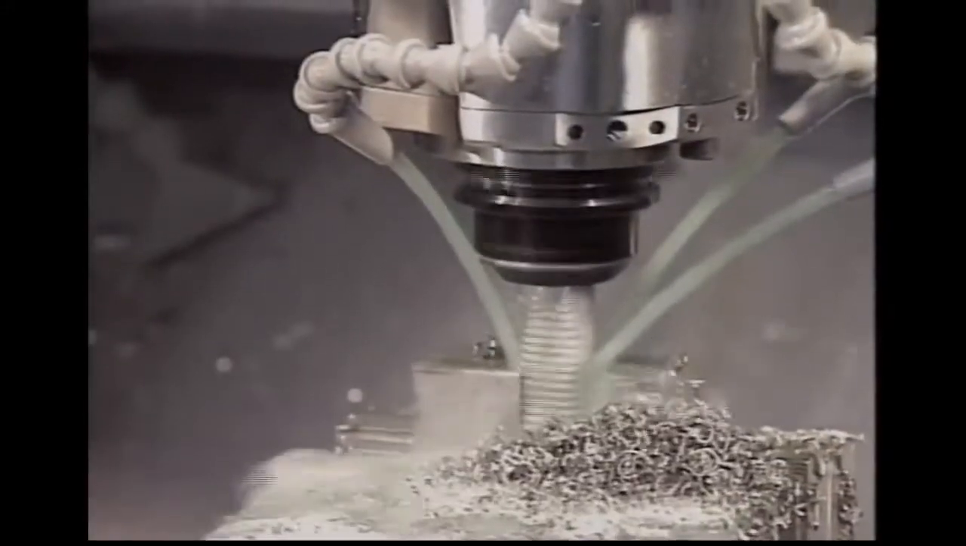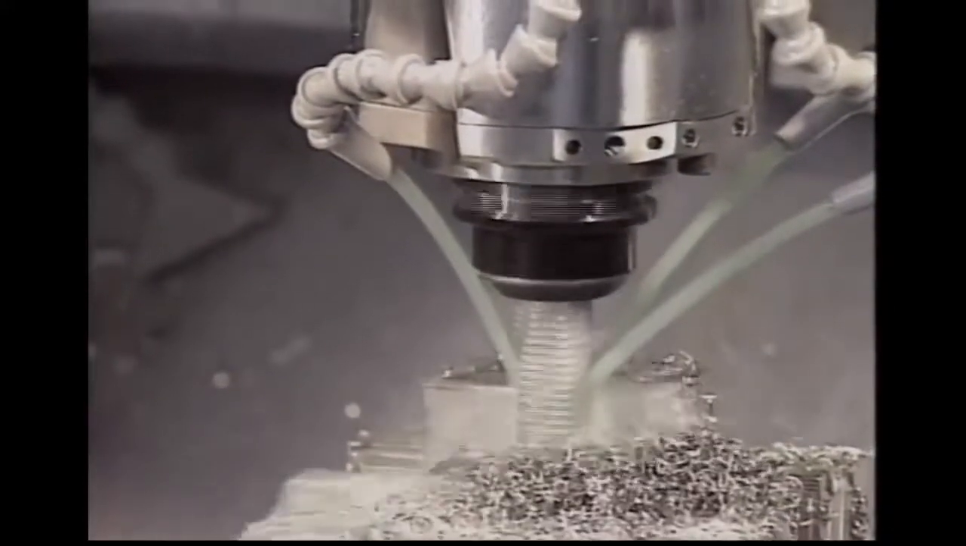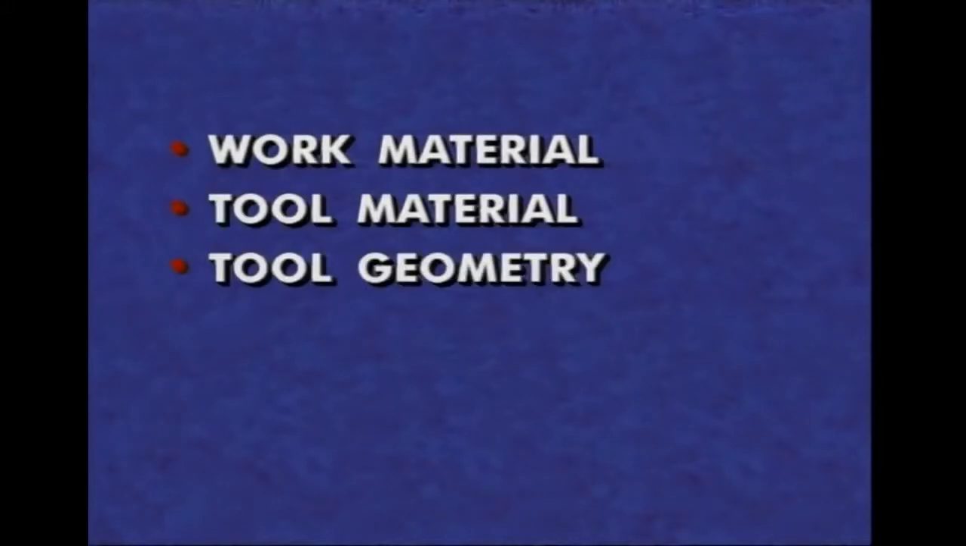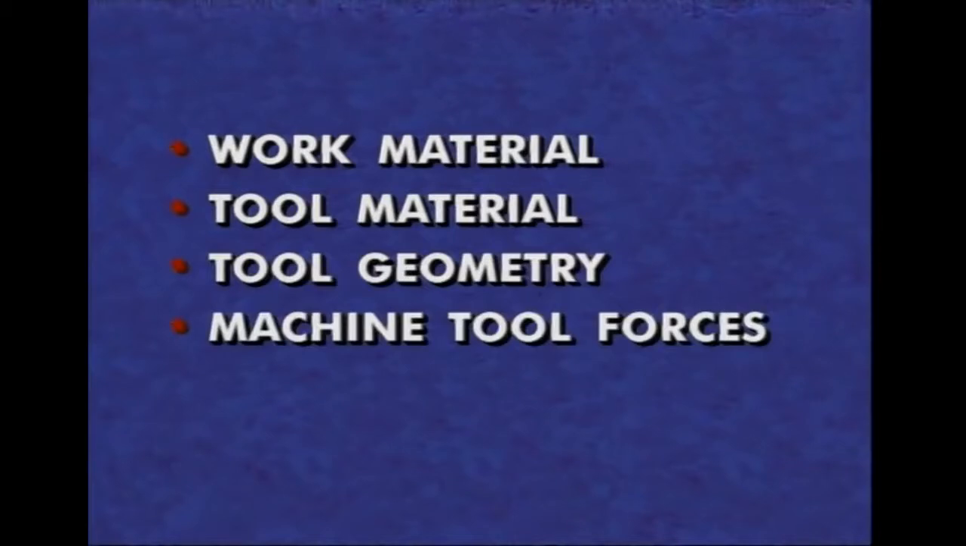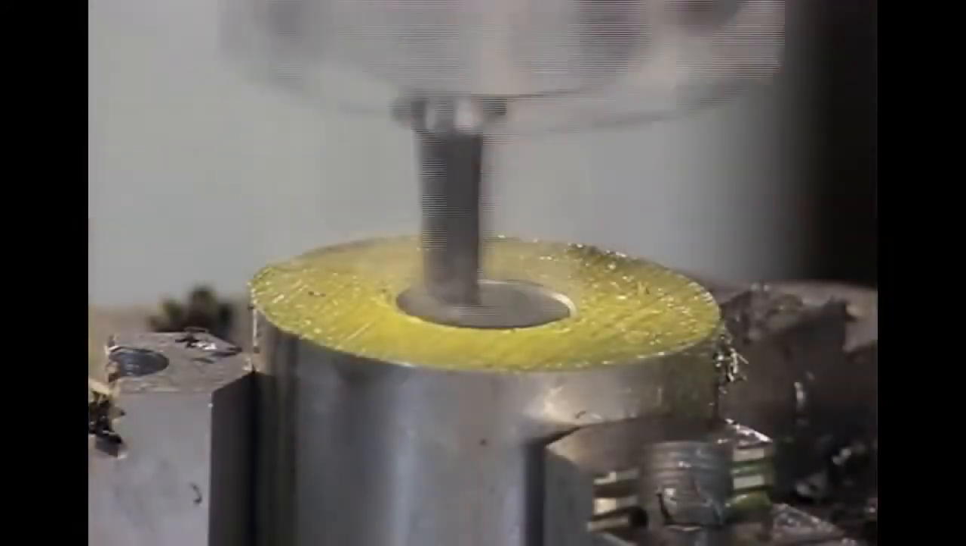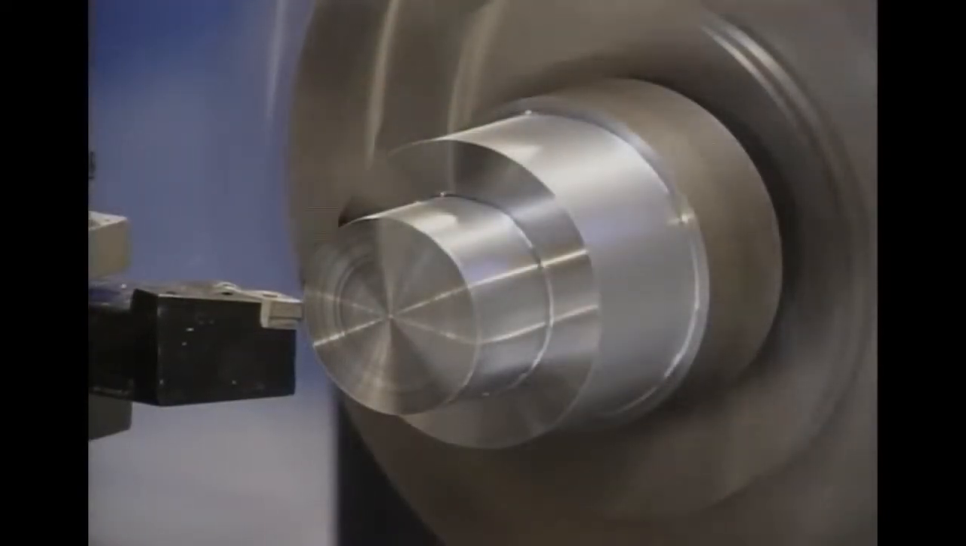How that material failure and chip formation takes place is influenced by the work material, the tool geometry, the forces applied by the machine tool, and various conditions in the process, such as heat and vibration. An efficient cutting tool geometry is one that minimizes heat in the cut and achieves a cool, properly formed, manageable chip while cutting the given workpiece material.